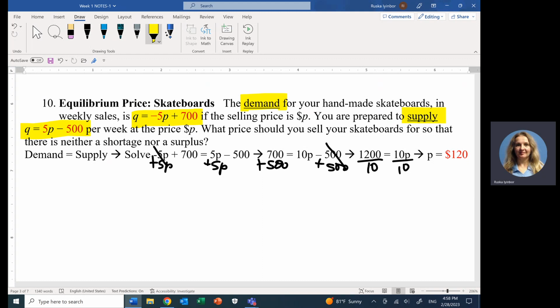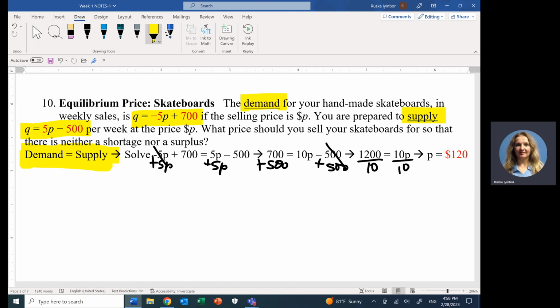And they're asking what price you should sell your skateboard for, so that there is neither shortage nor surplus. So what does that mean? Finding the price, so you need to find P, what price you should sell it for. Whatever you supply, they're going to buy it. Everything is going to be out of the market, okay? So when the demand equals the supply, that's how you find the equilibrium price.